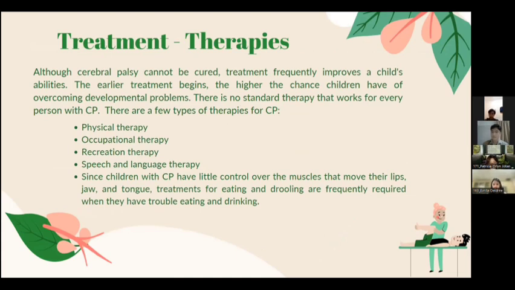So for the treatment, step therapies, although cerebral palsy cannot be cured, treatment frequently improves a child's abilities. The earlier the treatment begins, the higher the chance children have of overcoming developmental problems. There is no standard therapy that works for every person with CP, but there are a few types of therapies for CP. The first one is physical therapy, then occupational therapy, recreation therapy, speech and language therapy, and since children with CP have little control over the muscles that move their lips, jaw, and tongue, treatments for eating and drooling are frequently required when they have trouble eating and drinking.